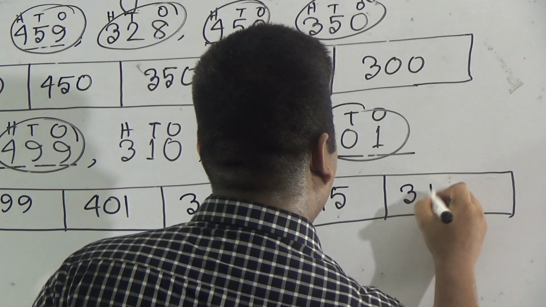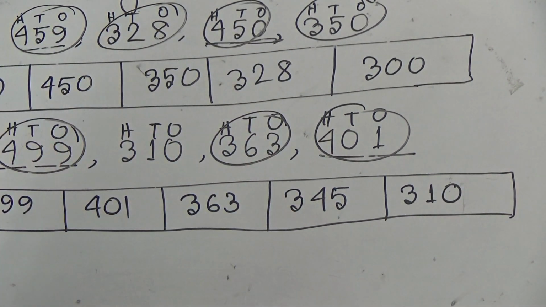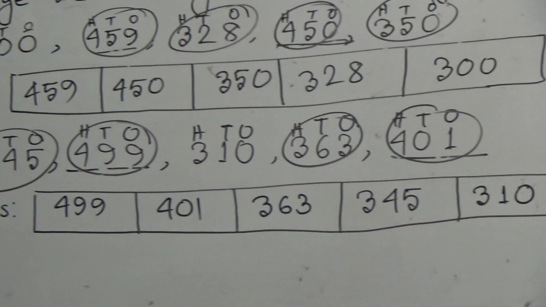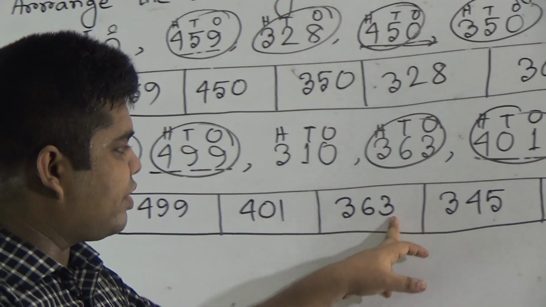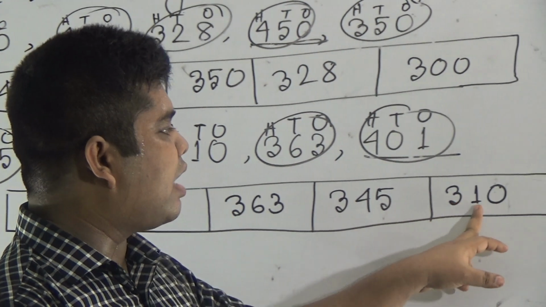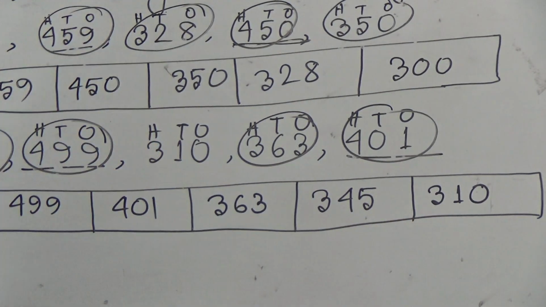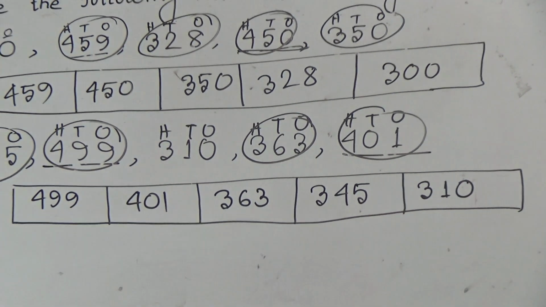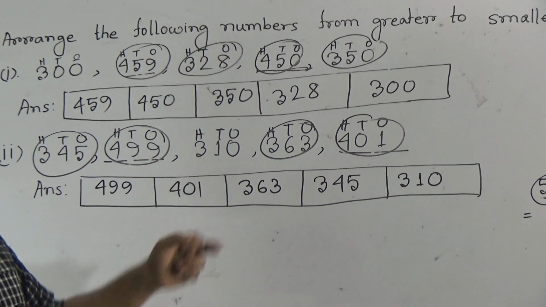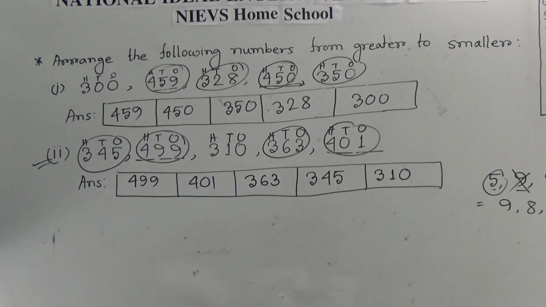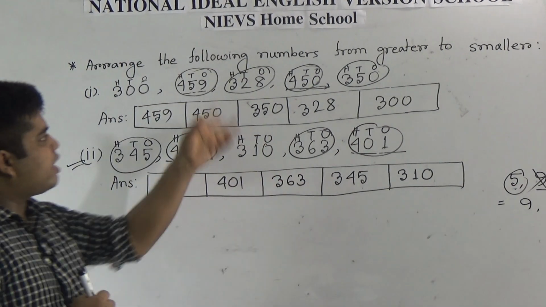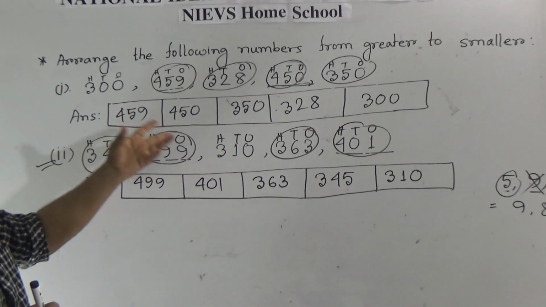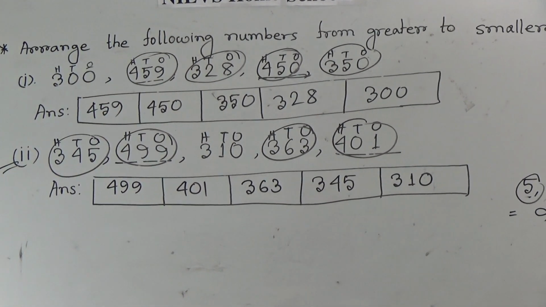310. Now we shall check whether our answer is right or wrong. Here 499, 401, 363, 345, 310. Yes, my dear students, our answer is right because the numbers are arranged in greater to smaller form. I hope you have understood how to arrange numbers greater to smaller if the question gives you numbers which are not arranged. Okay, and this is our today's lecture, my dear students.